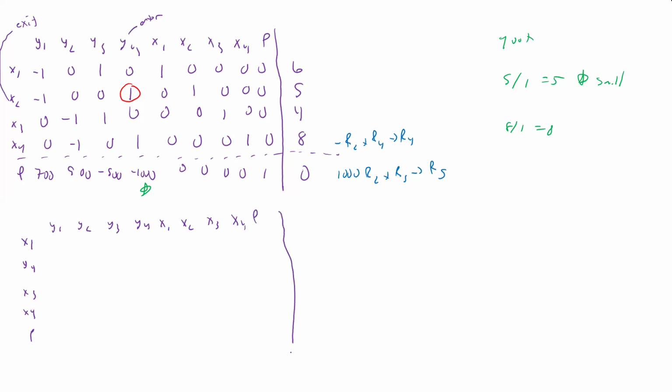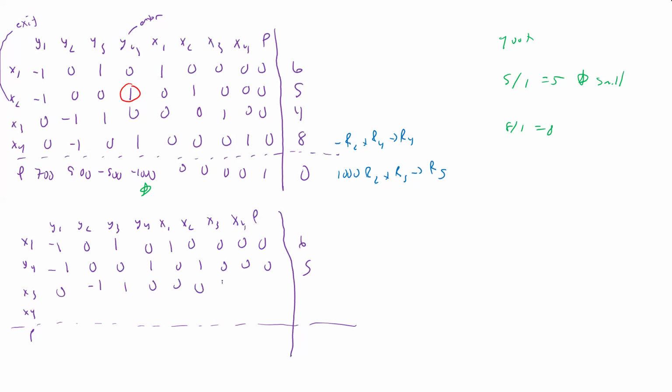So the first row stays the same: -1, 0, 1, 0, 1, 0, 0, 0, 0, 6. The next row stays the same: -1, 0, 0, 1, 0, 1, 0, 0, 0, 5. The next row stays the same: 0, -1, 1, 0, 0, 0, 1, 0, 0, 4. Now minus this row plus that row.